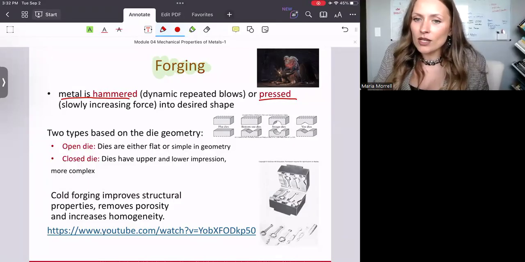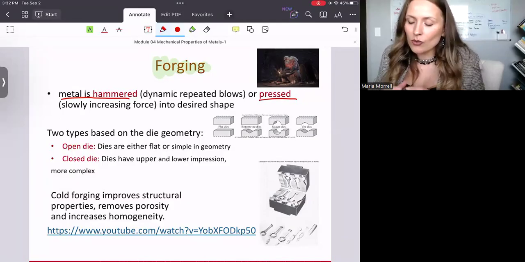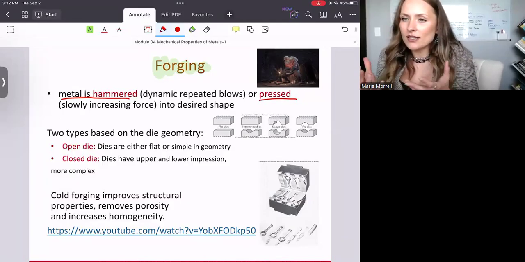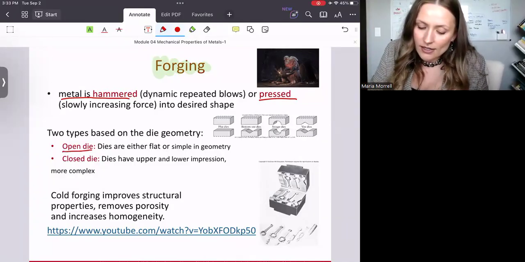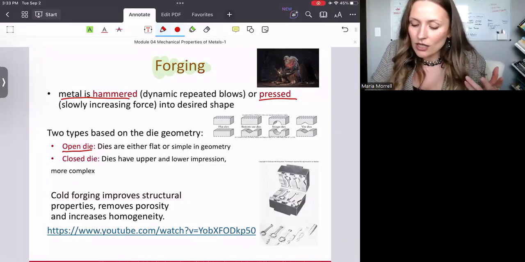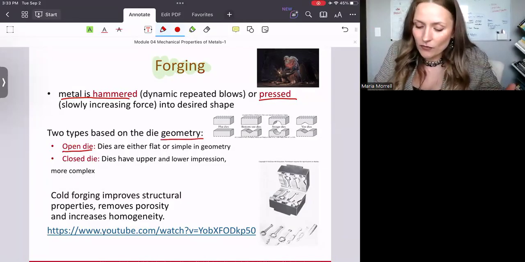And typically we use different dies, right? Because that's what allows us to shape the material in a specific way, right? And those dies can have different geometry, and that is either open or closed.